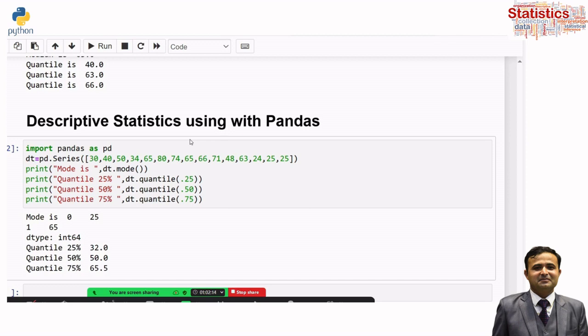And some advanced level statistics I will discuss with the SciPy library, scientific library, later, because now we are discussing only the descriptive statistics. So the descriptive functions are mostly available in all the libraries.